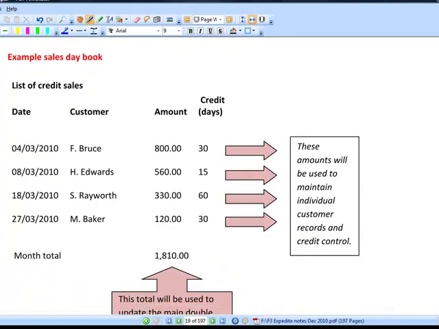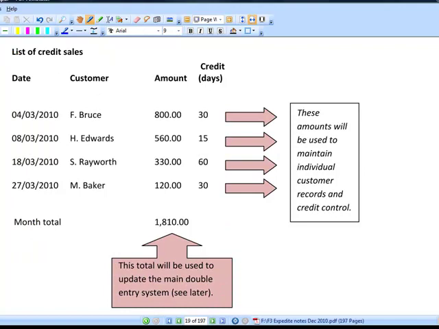Let's take a look at a sales day book. Sales day book, remember, records a list during a period, not necessarily a day, in this situation it's a month, but a list of sales on credit to customers. What we do is keep the date, the name of the customer, the amount, and we might use other information, like here for example we've got the number of days credit that we decided to give to that person. Now what we do is just keep a record of these transactions, and we'll see this later on, that is going to go into 2 places in the accounting system.